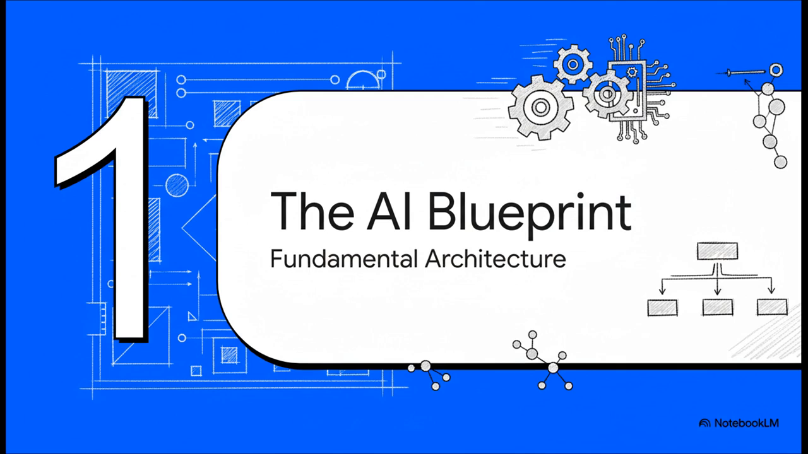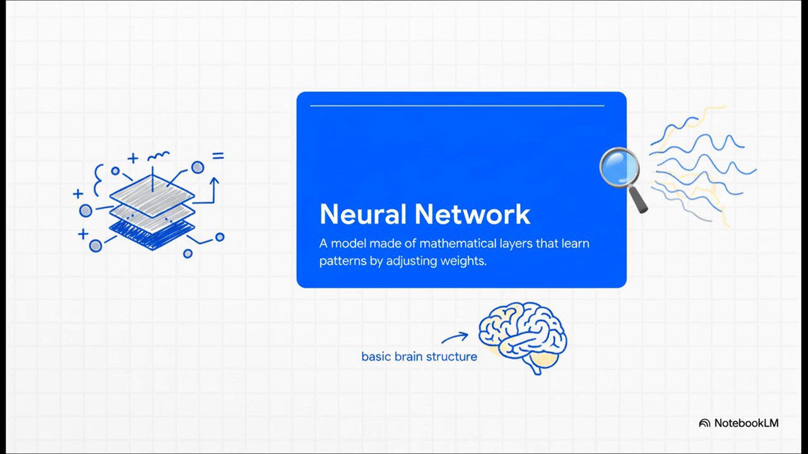I mean, before an AI can learn anything, it needs a structure, right? So this section is all about that fundamental architecture, the core components we put together to create the brain of our model. At the very heart of pretty much every modern AI is the neural network. It's basically a model made of mathematical layers, and it's designed to recognize patterns by adjusting these internal connections. Just think of it as the basic scaffolding for the AI's brain. It's the structure we build everything else on.